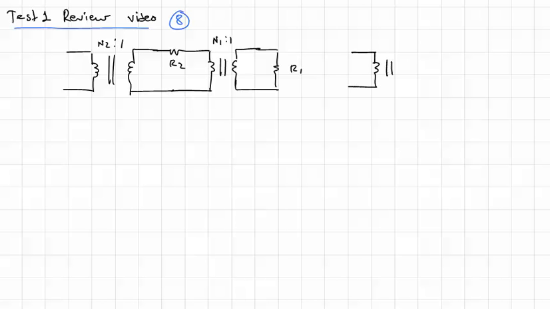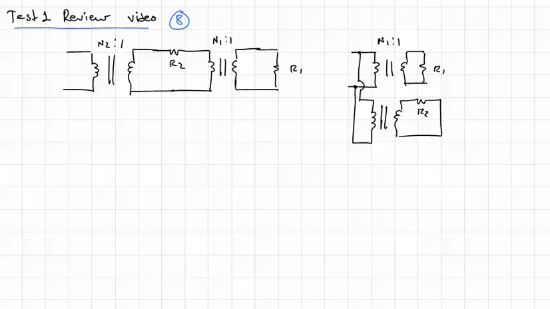one transformer. So this is R1, N1 to N2. Then let's put one in parallel here, like that. This is N2 to 1. Of course, this one here could be redrawn as potentially just a transformer that has two windings.